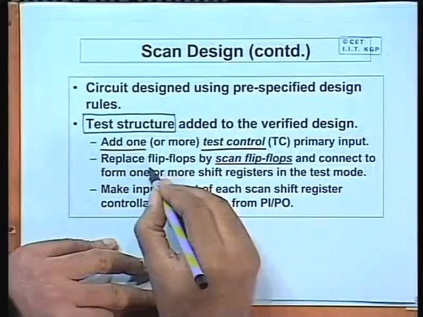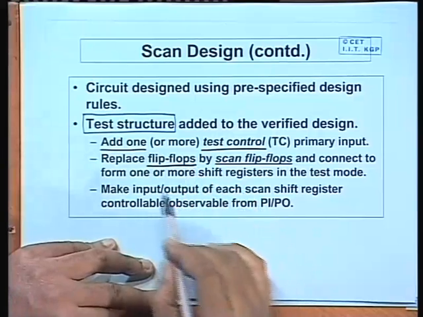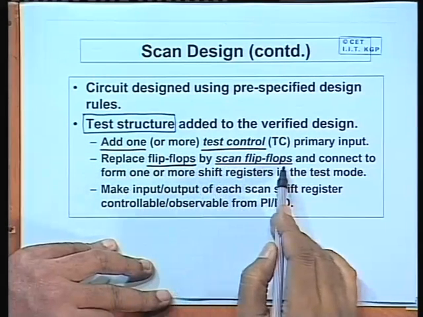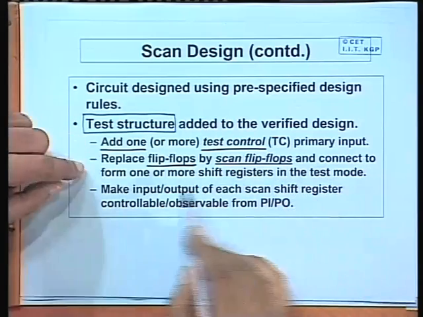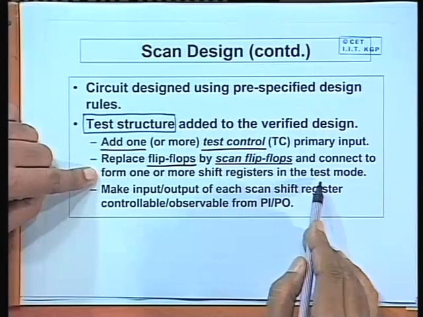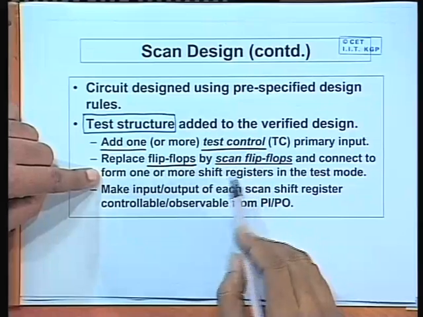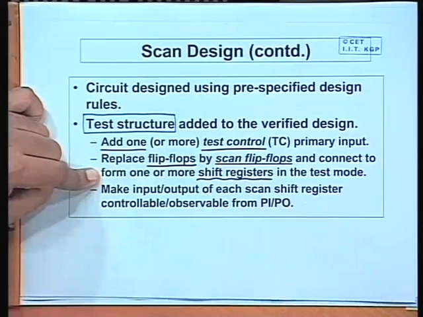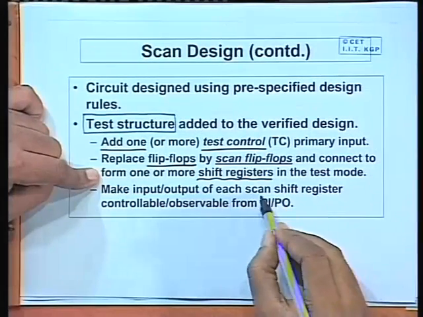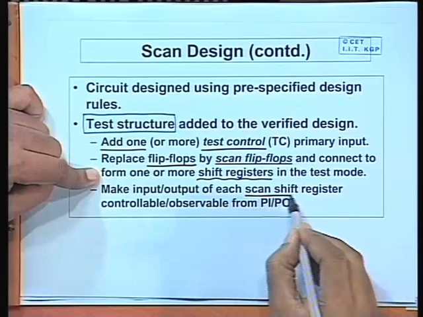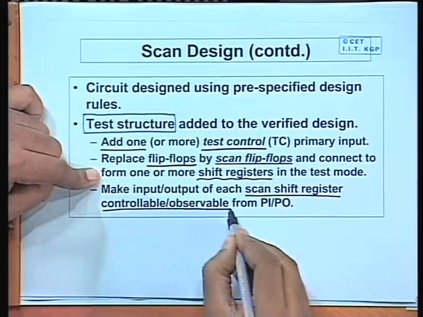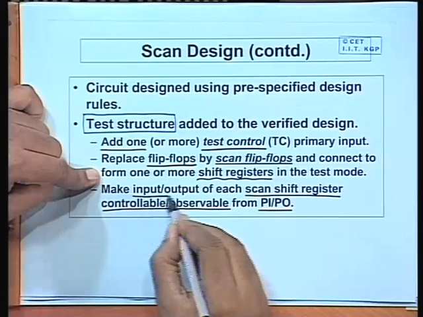And you will also have to modify the flip flops. We will see how. You will be replacing each flip flop by so called scan flip flops, and you will be interconnecting them in such a way that during the test mode the flip flops all become a long shift register. Each of these shift registers, which are called scan shift register, can be controllable and observable from the primary input output if their inputs and outputs are available.